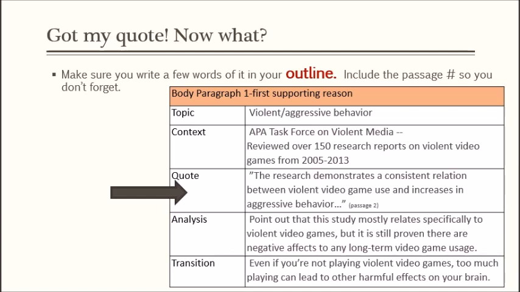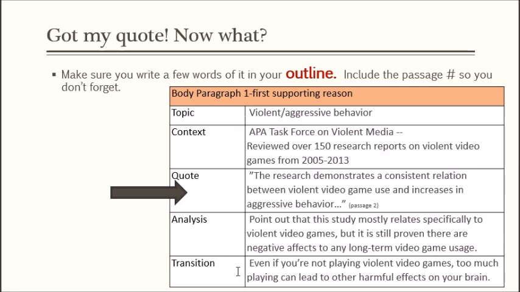And all that means is you are explaining it, not just restating it in your own words, but you're explaining how it relates to your claim. If your claim is about how bullies need, or how video games are causing violence, then your analysis of the quote needs to explain how this quote relates back to your topic. Don't assume your reader gets it. Don't assume they're making these connections and they understand how this quote relates to your topic and your claim. Explain it.